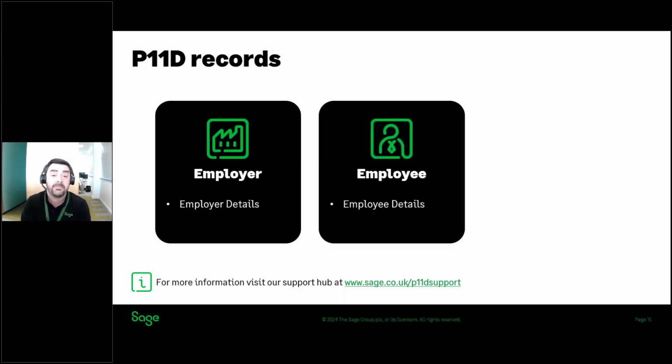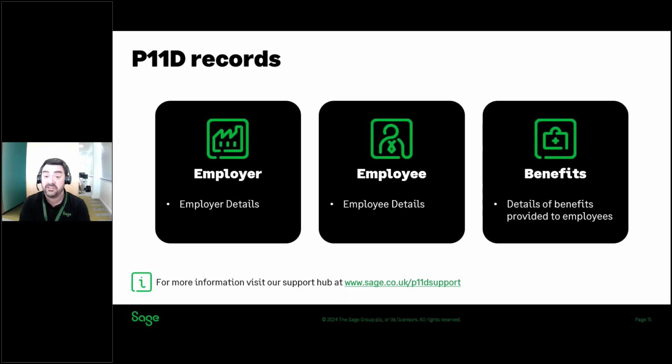Attached to each employer, you would have some employees. So you would create employee records, and that contains all of their details. And then attached to the employees, you would create benefit records, recording the taxable benefits and expenses that they have received in the 2023 to 24 tax year. So that, at a very basic level, is how the records are structured in P11D. And then any calculations with regards to things like company cars, beneficial loans, are all done by the software, and it will produce the P11D reports with all of the information categorized appropriately.